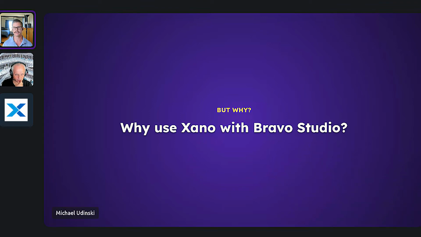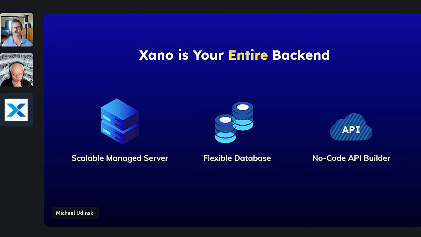But why use Xano with Bravo Studio, right? Xano is your entire backend. We provide every single piece of that scalable backend from the managed server, flexible database, and the API with our no-code API builder. Whereas some tools you might see are just a database or others just connect apps together. We provide a fully scalable backend that can grow with your business.